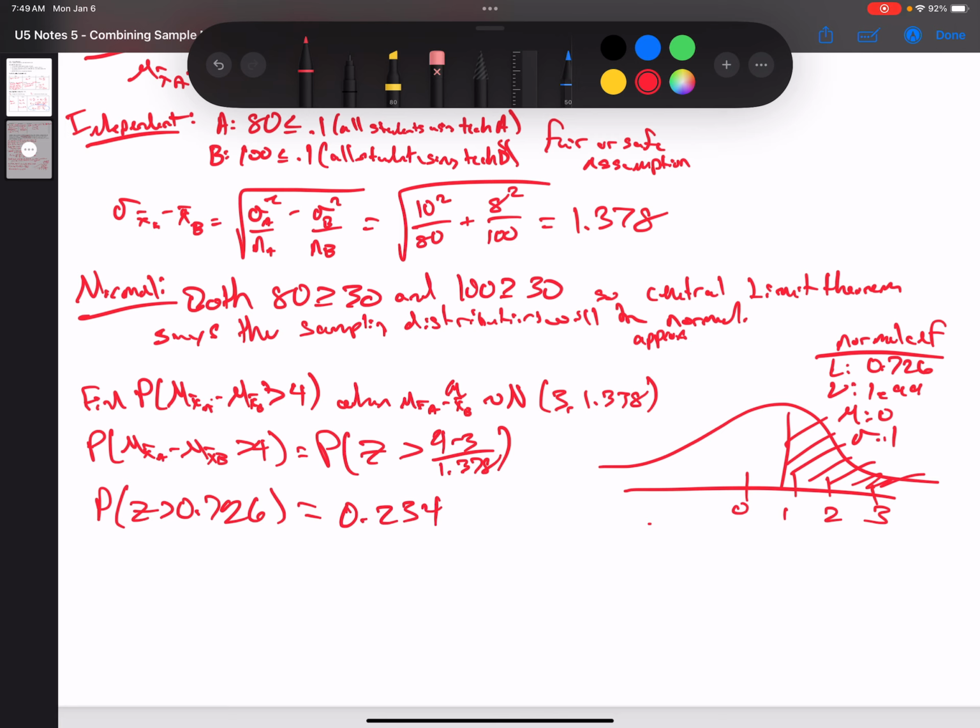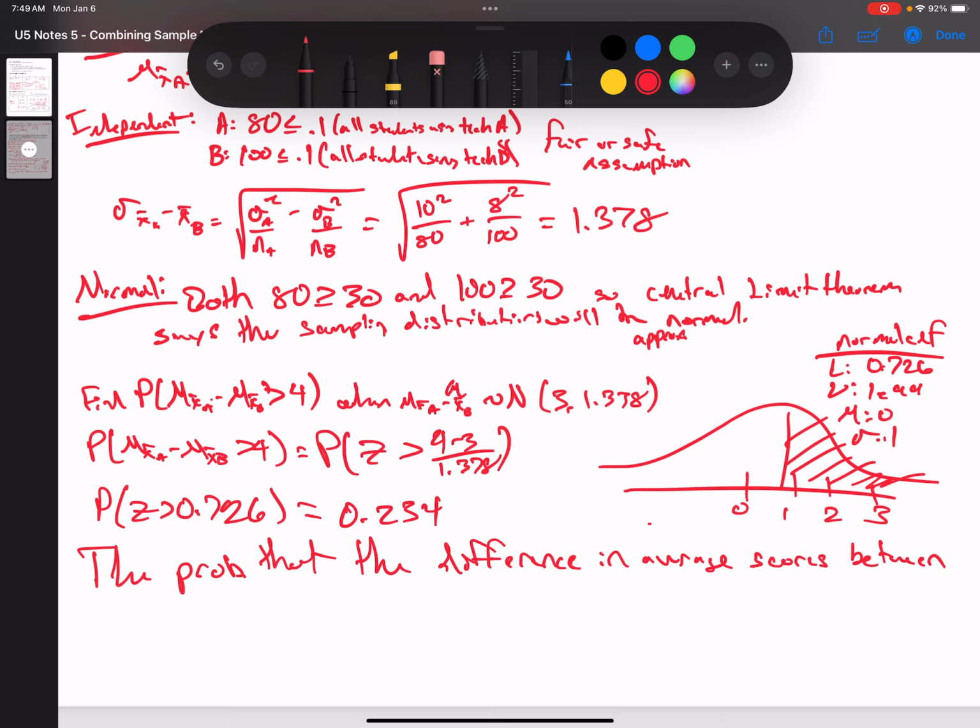Okay, and then there we've got almost everything done. Now we just got to make our conclusion, state our conclusion. So this is basically saying the probability that the difference in average scores between technique A and B is greater than 4 is about 23%.